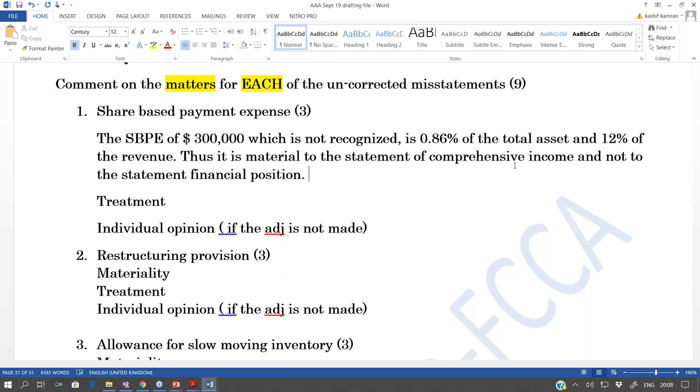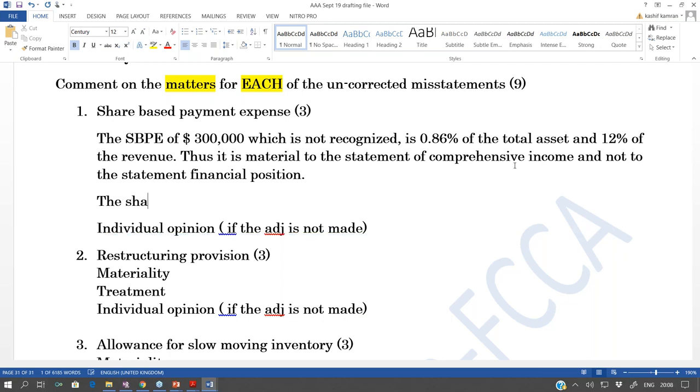So is it the first time that we're getting a question like this, where one thing is immaterial and the other is material? This happens in reporting questions, right? So for the share-based payment expense, then you come to the treatment.